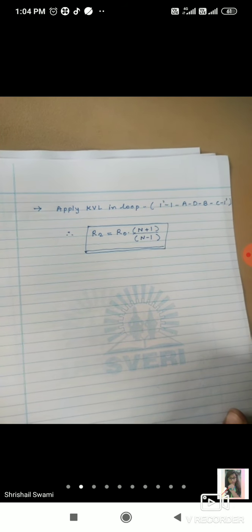So R2 is equal to R0 into, okay, for R1 what came in the denominator? N minus 1 came. Now here it will be N plus 1, only this gets exchanged. So R1 was R0 into N minus 1 divided by N plus 1, now R2 will be R0 into N plus 1 divided by N minus 1. That will be the only change you will see in the expression of R2. You can take this as homework and try whether we get the same formula or not. So these are the two formulas. One represents the series arm element R1, and the second represents the diagonal arm element R2.